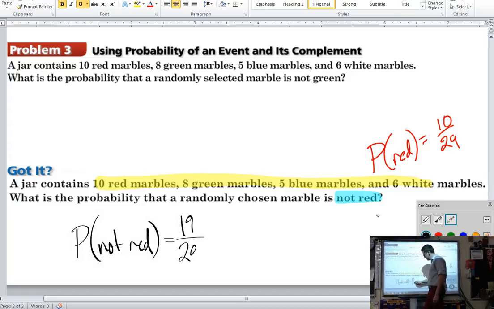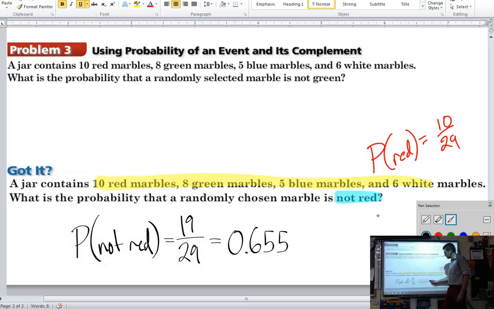0.655172438. 66%. Equal number. Any other questions?